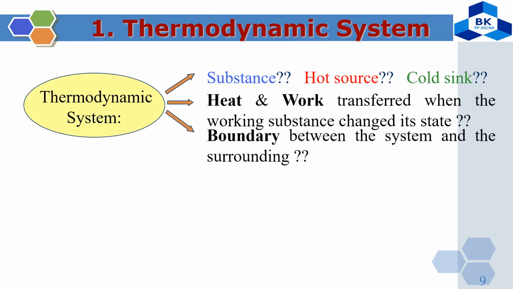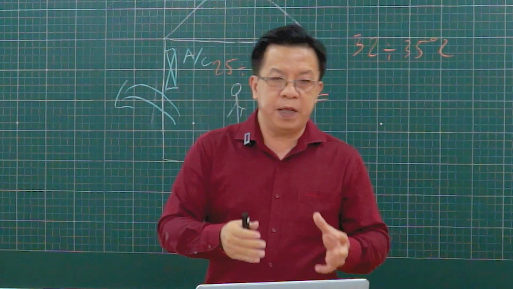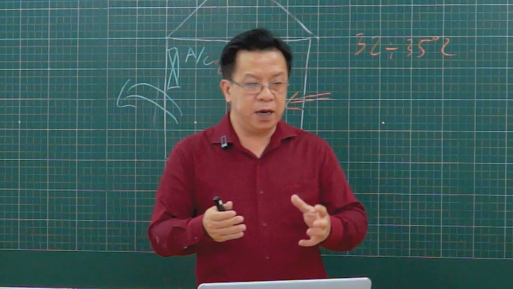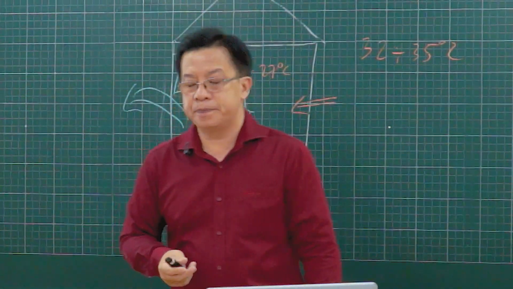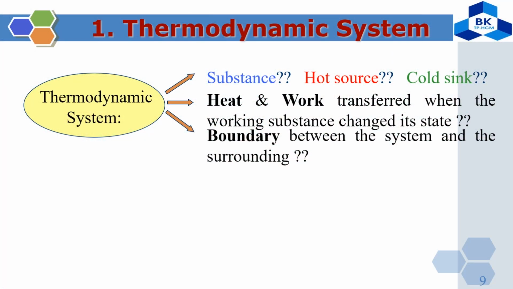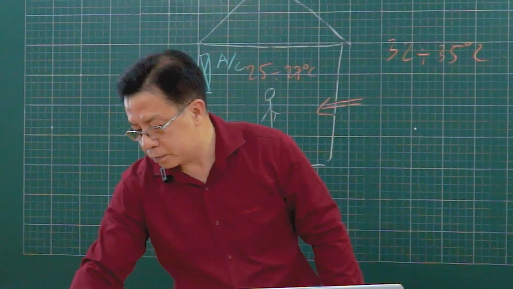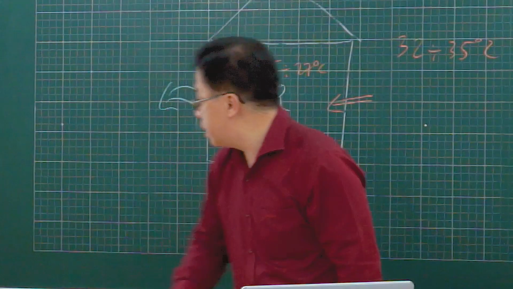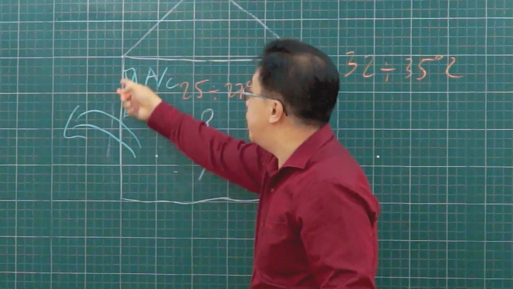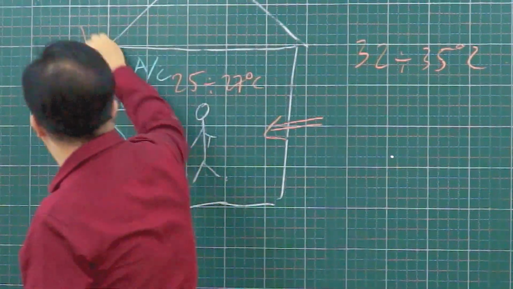All right, so when you talk about a thermodynamic system, you have to know about the substance. The substance, for example, could be water, petrol, or the gas in the air conditioner. Later on you will learn about that. So when you talk about thermodynamics, you need to know the substance inside the system, the hot source and the cold sink. For example, in this case, the air conditioner here is the thermodynamic system.